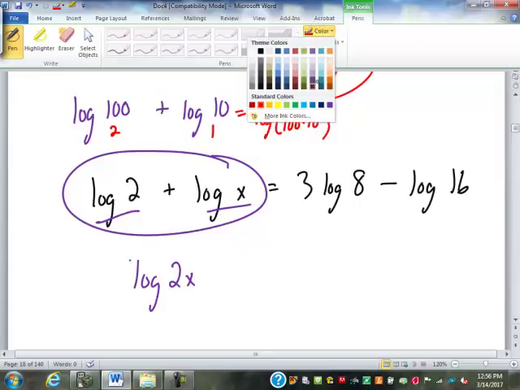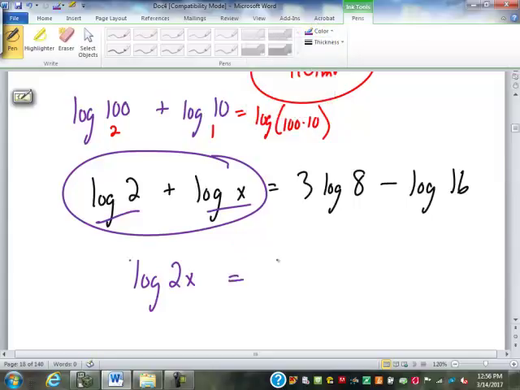Over on the other side, we're going to do the same thing. We're going to start here. 3 times a log, when you're multiplying the log by a number, that number can be a power. So 3 times the log of 8 is the same as log of 8 to the power of 3.